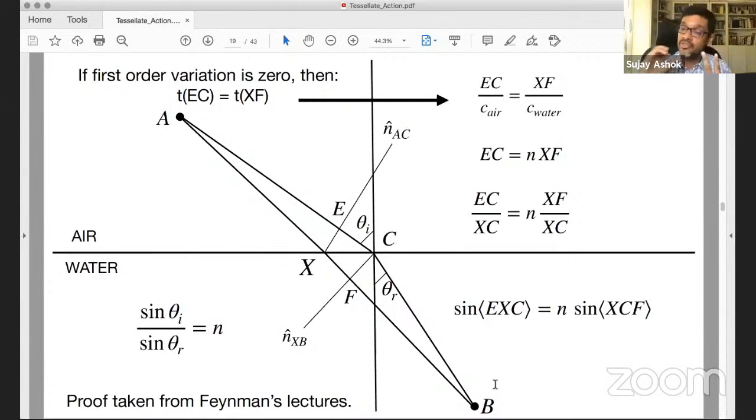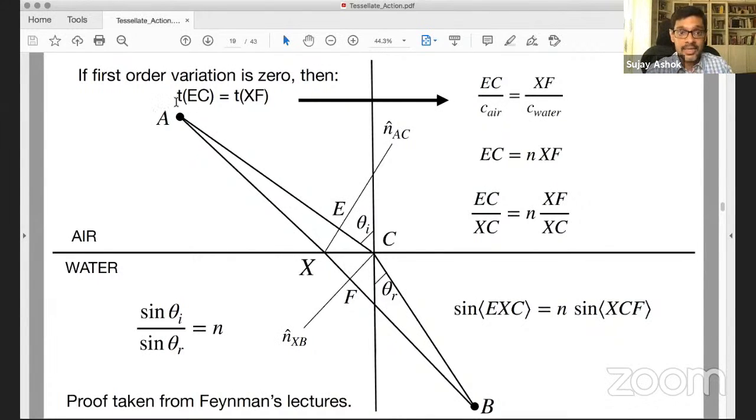Second point, the only difference in the path is really EC and XF, because all other parts of the two paths are identical. Because you see, X is so close to C that these two are like two radii making an arc, which is XC. So if these two parts are the same and these two parts are the same, the only difference is these two segments. Extremum means that the times to cover these two different lengths should be the same.